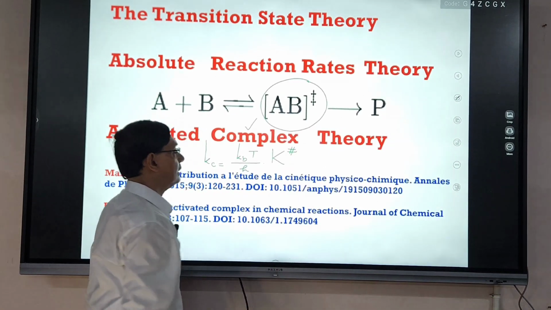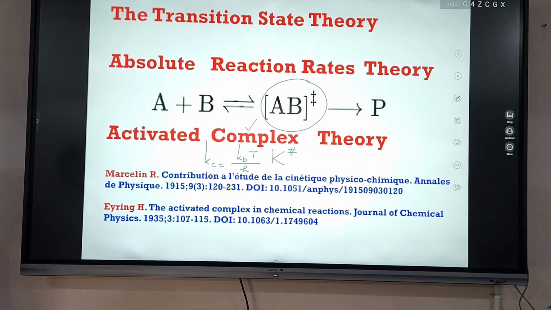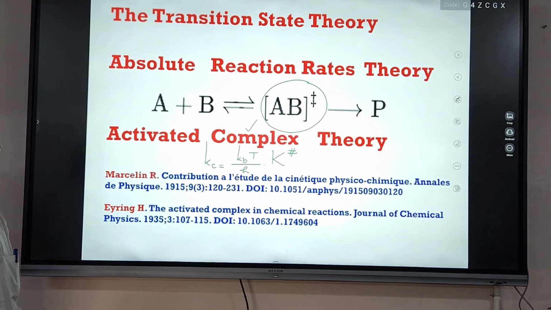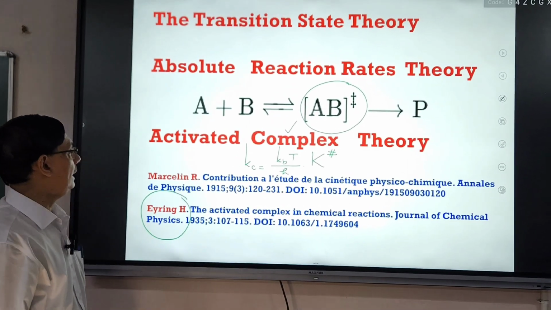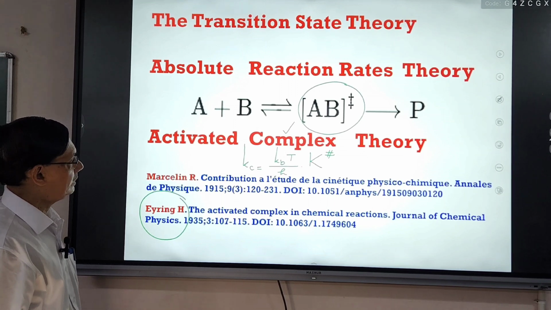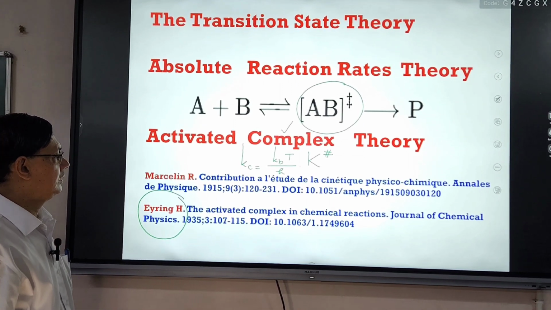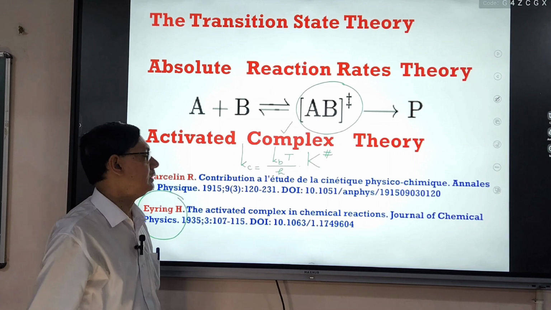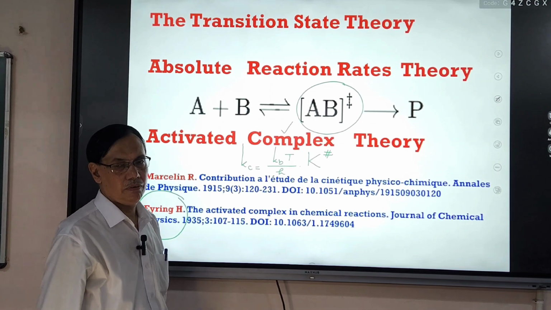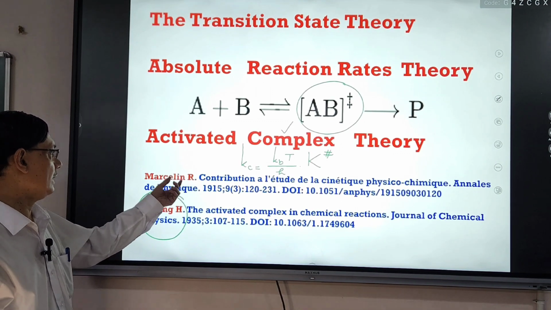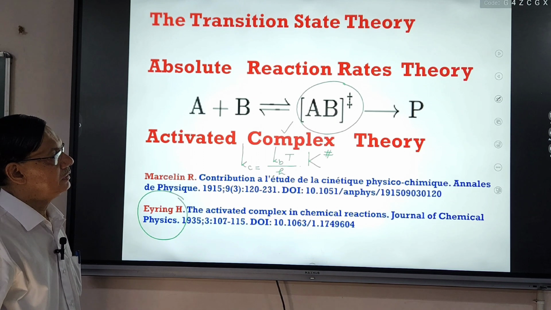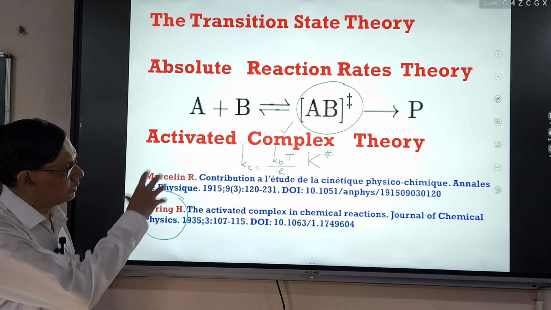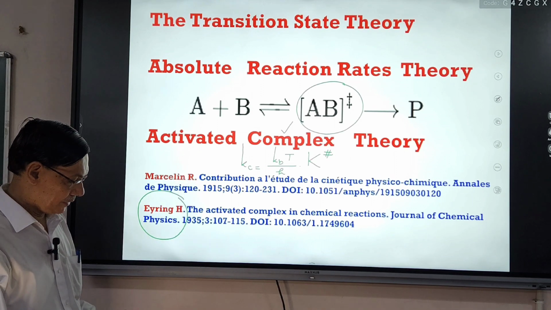I will not discuss the historical background of the transition state theory, because you know that basically Henry Eyring is responsible for this theory. Henry Eyring discovered this theory in 1935. But before that, I also told you that René Marcelin, a French scientist, also published a paper related to the transition state theory.